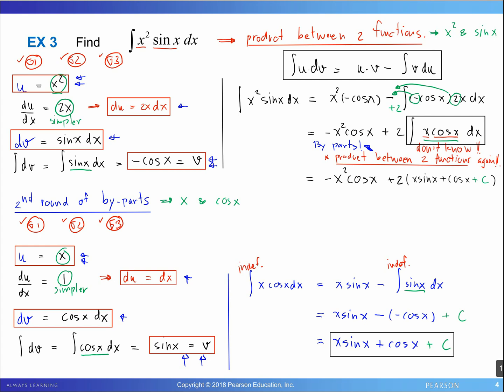And now the last step, we have minus x squared cosine x plus 2x sine x plus 2 cosine x plus 2c, which is also a constant. So let's use c for that again. And that is the answer for example number 3. Let's move on to the next slide.